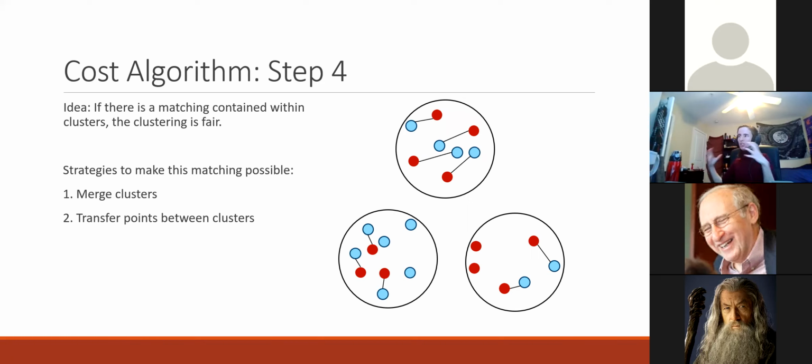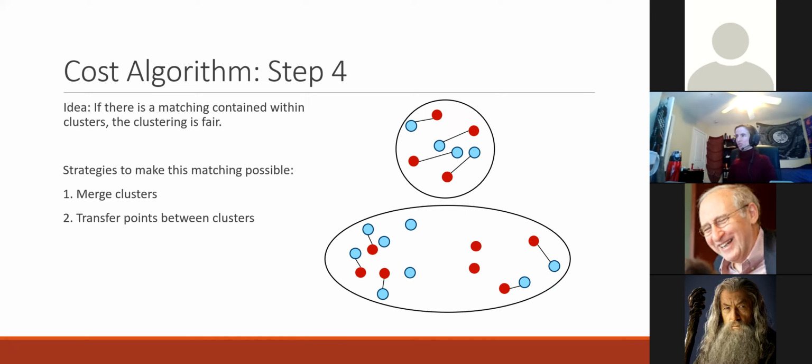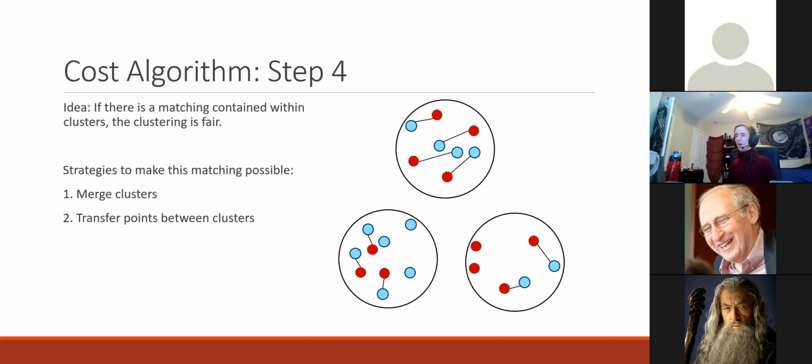To reduce the amount of imbalance in these clusters, we can simply merge these clusters together and then increase our perfect matching size. And so this merging of these 2 clusters allowed us to reduce the amount of unfairness presented in the clustering. Okay, so that's one way we can reduce the amount of unfairness. Another thing we can do is transfer points between clusters, which is a simple thing you might expect us to do, right? You could take the 2 red points from the right cluster and move it to the left cluster.